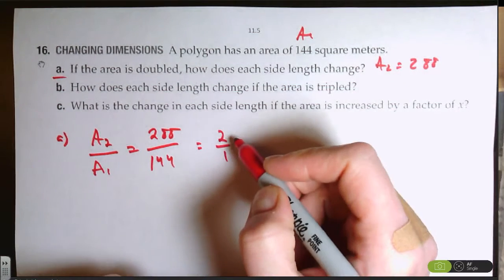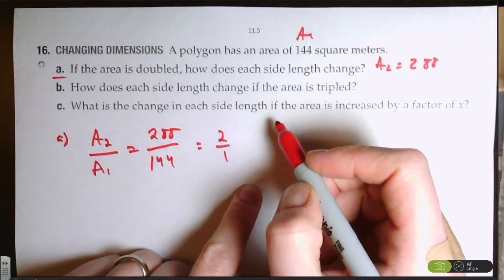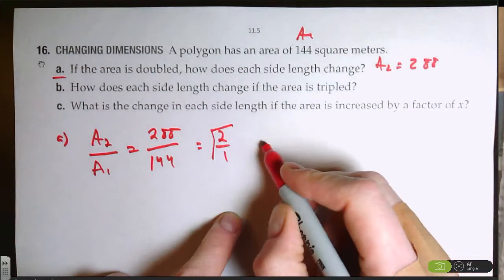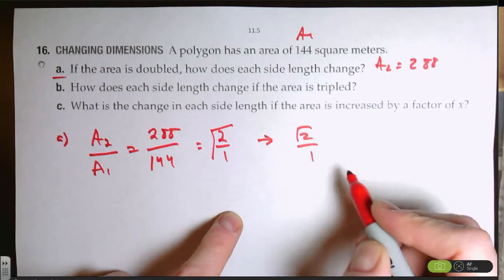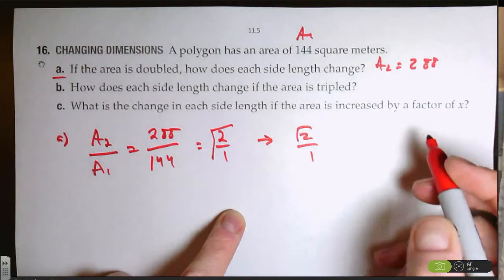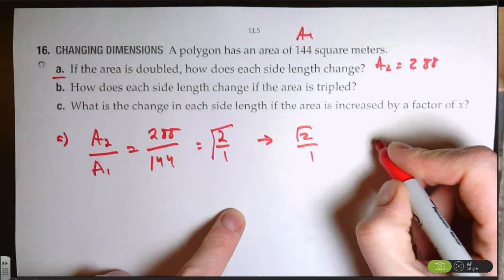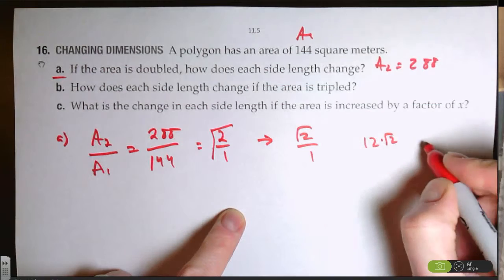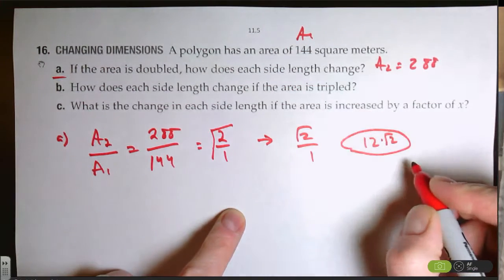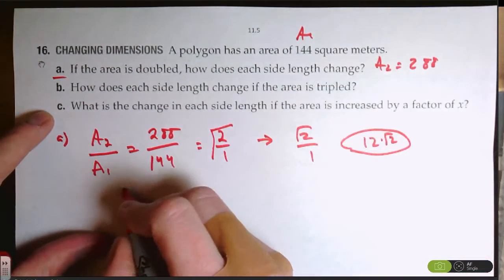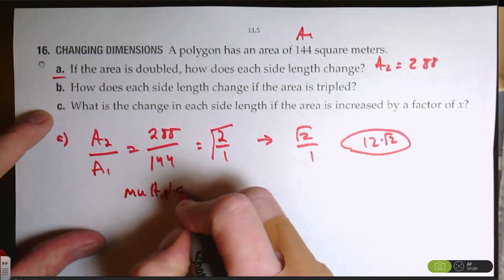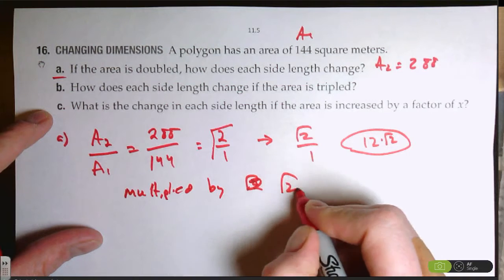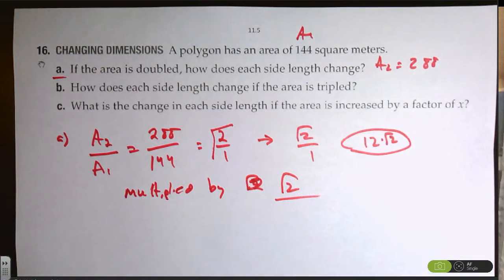Now again, I doubled the area. So to find the side length comparison, I would take the square root of this. So it becomes root 2 to 1. What that means is, if the side length originally were 12, I would have to multiply it by root 2 to get the new side length. So what happens to each side length? It's multiplied by root 2.